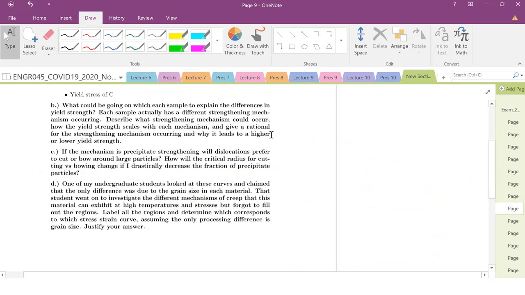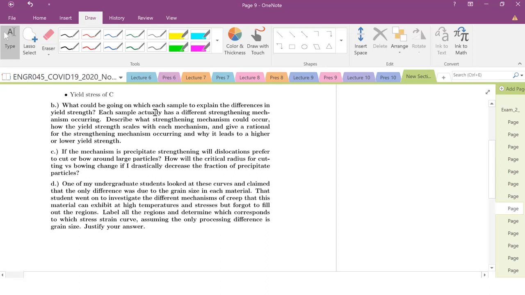So now let's go on to B. What could be going on with each sample to explain the differences in yield strength? Each sample actually has a different strengthening mechanism occurring. Describe what strengthening mechanism could occur, how the yield stress scales with each mechanism, and give a rationale for the strengthening mechanisms occurring and why it leads to higher or lower yield strength. Oh, that is a lot there.